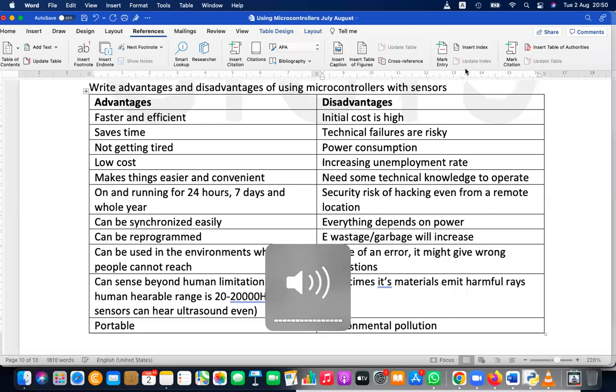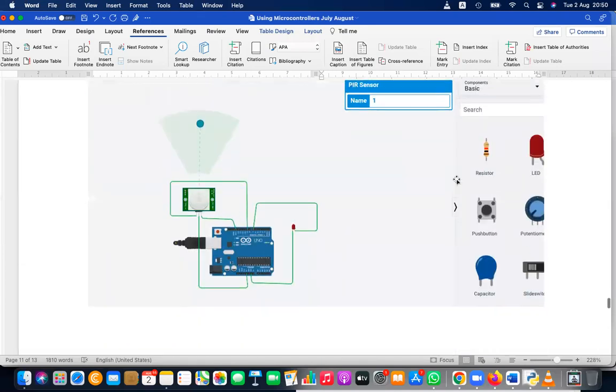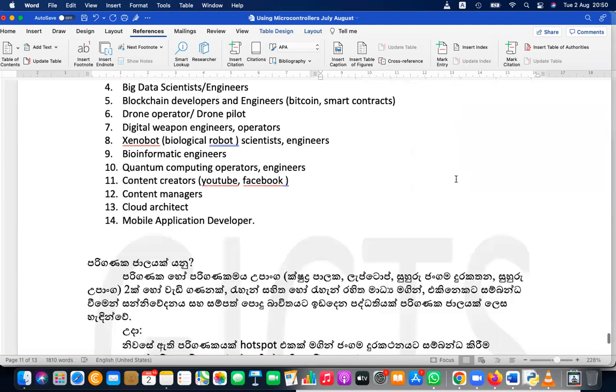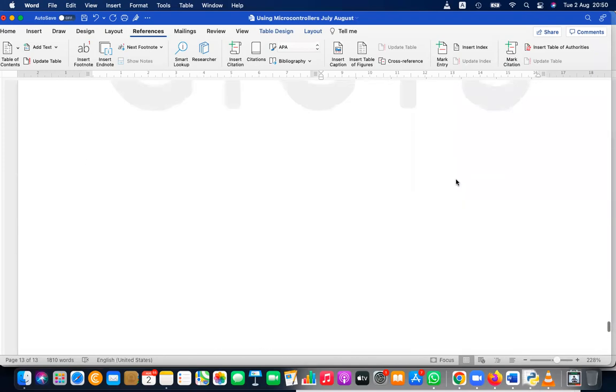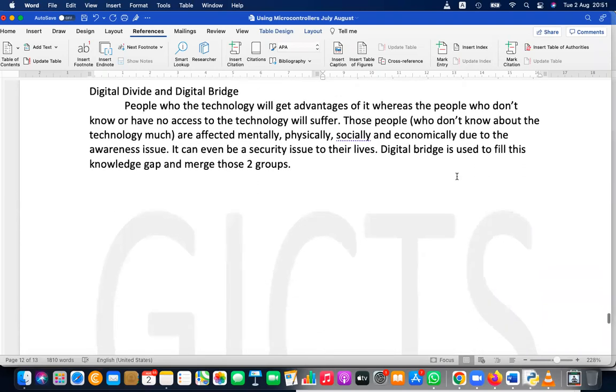Right, the next is, okay, we learned about the ultrasonic sensor and also the PIR sensor, and one more thing. So digital divide and digital bridge, this I couldn't discuss. So digital divide and digital bridge, these are some important terminologies, important terms.